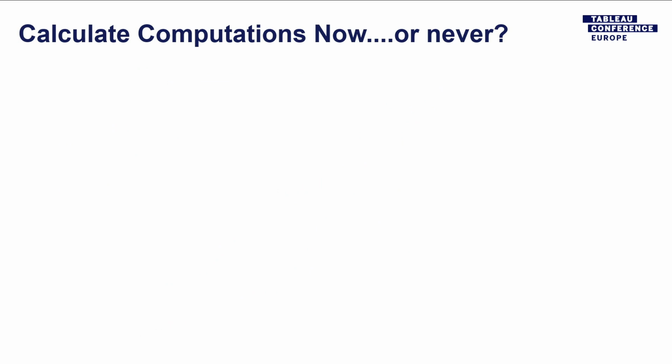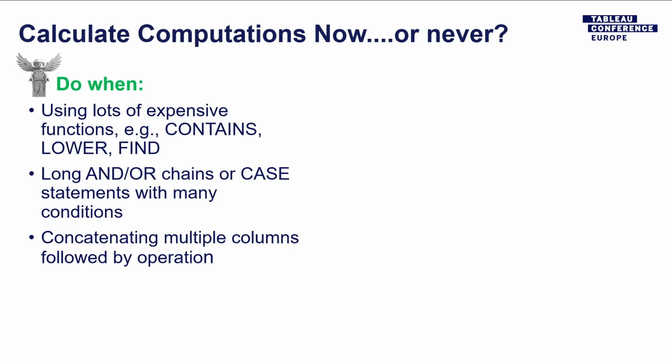So for the do part, when does it make sense to materialize calculations? The first thing is if you're using lots of expensive functions, like string functions such as contains, find, lower. Now, I don't want you to think, if you design a dashboard, about how expensive each calculated field is. In those cases, mostly, forget about it. That's not what I'm talking about.